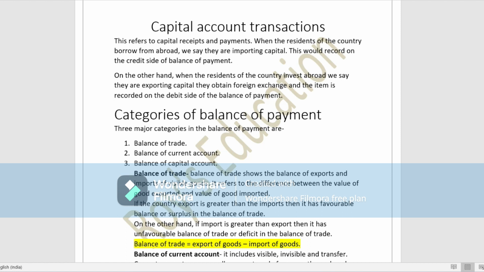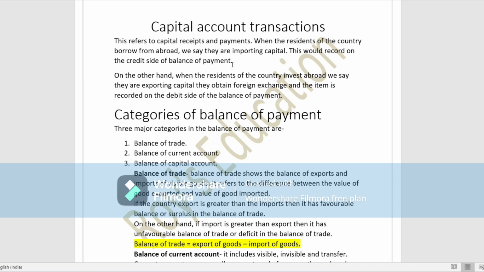So today I will be discussing the capital account transaction. Last class we have already done the current account transactions. We have already discussed the items of the current account transactions. So today we will discuss the capital account transaction. So what is this capital account transaction? You see here, it refers to the capital receipts and payments. When the residents of a country borrow from abroad, we say they are importing capital.